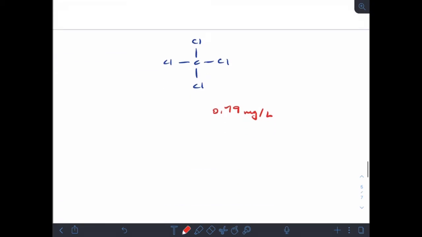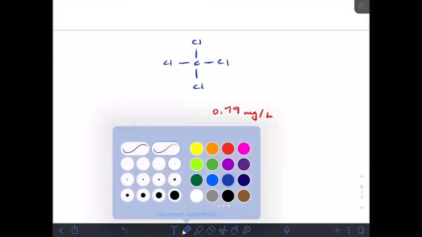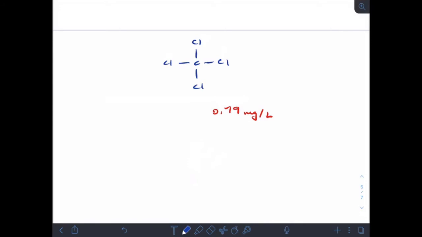Okay, so our last example, let's take a look at what happens when we change up our structure just a little bit with acetone. Okay, the structure for acetone looks like this. So we have carbon double bonded to an oxygen and bonded to 2 CH3 groups.